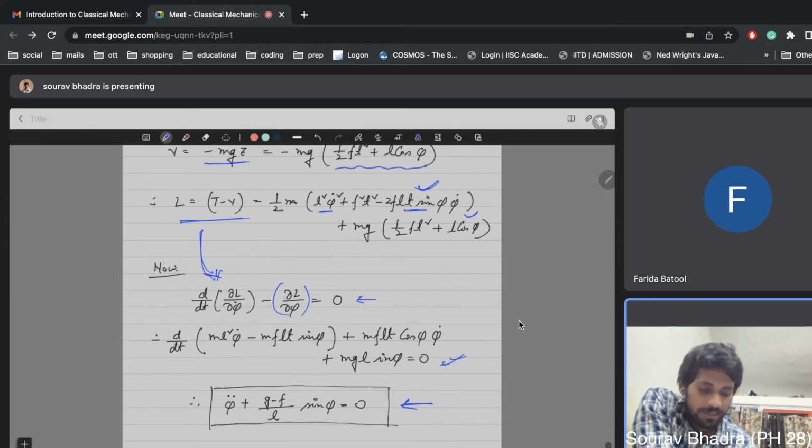So this is the equation of motion of the pendulum which is moving with a lift. This was just an application of the Lagrangian method.